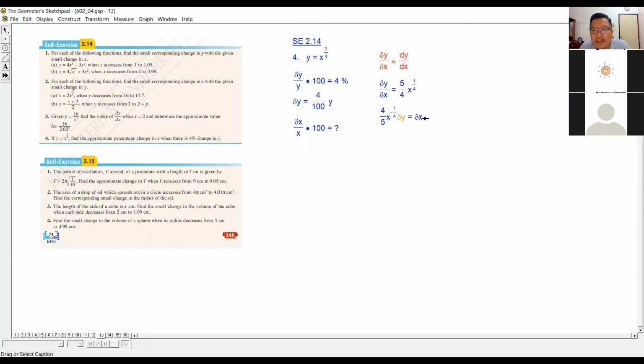The delta y over delta x equals 5/4 x to the power of 1/4. The 5/4 is not the answer for delta y over delta x. 5/4 is not delta y or delta x. This thing, because if differentiate, it means dy over dx. Okay, right. Now dy over dx is what? Okay, differentiate this one, right?